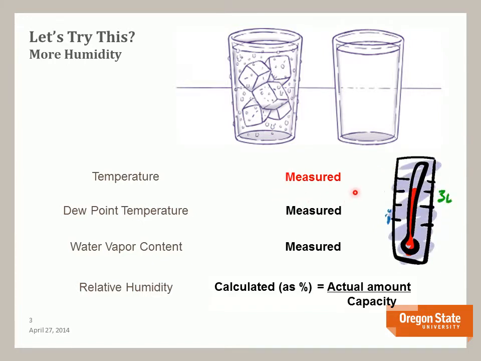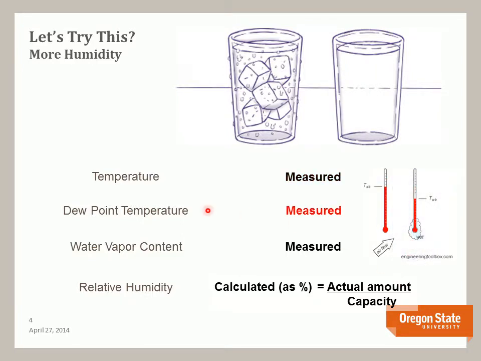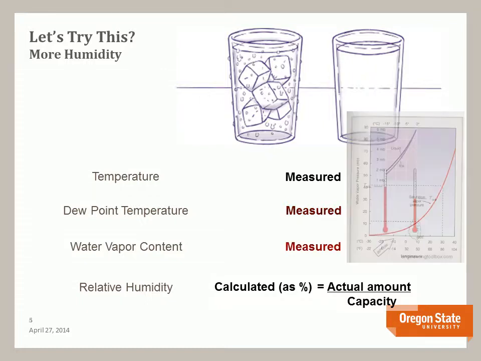So, just to review, we measure temperature using a thermometer. We measure dew point temperature. One way is by using a wet bulb and a dry bulb and looking at the difference, and then using a chart to calculate the dew point. We can get water vapor content using a graph. Here is temperature versus water vapor pressure. And notice that as you decrease temperature, the vapor pressure, or the amount of water, also decreases. So warm air has a higher water vapor pressure than colder air.